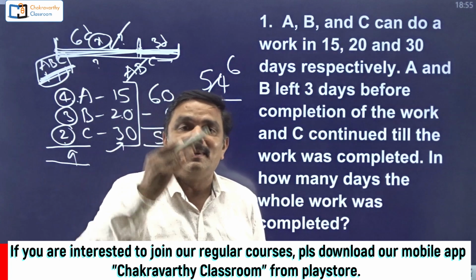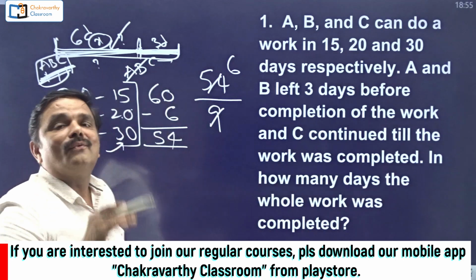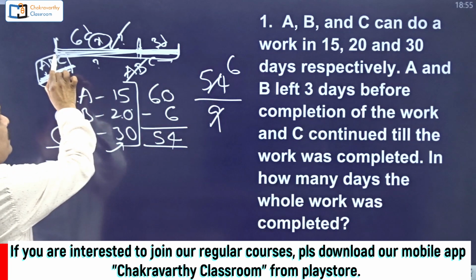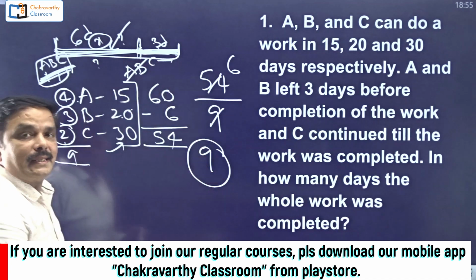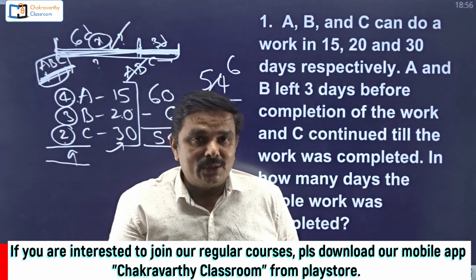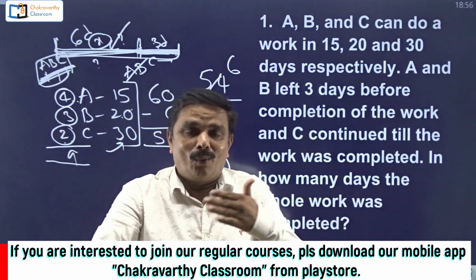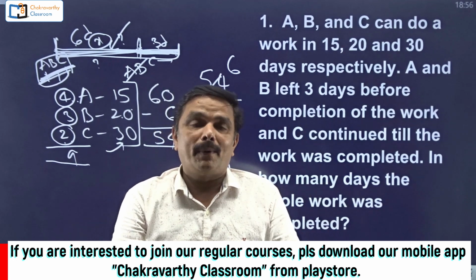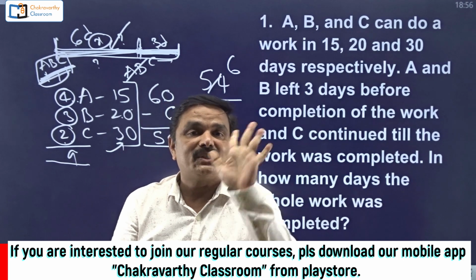After that, A and B left the work, and C continued for 3 more days to finish the work. This is what happened there. Now simply my answer is, from here to here, it took 6 plus 3, how many days? 9 days. This is the concept. This is for the beginners. Even the students who are doing some advanced level questions, just try to revise this, because these basics are very, very important. Now we will do the same question with only one step.